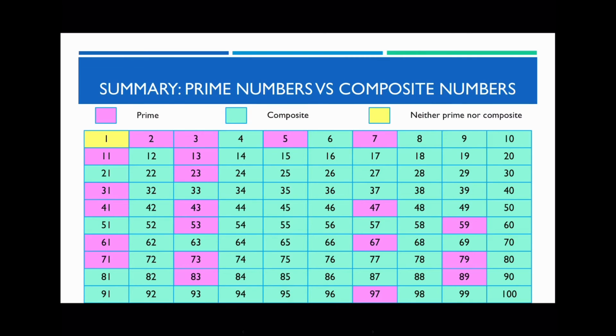What I have on this slide over here is a very nice summary that shows you all the prime numbers and composite numbers for the first 100 numbers. So everything, as you can see, colored and shaded in the pink-purple colorway are all the prime numbers. Everything colored in the nice minty green colorway is considered to be all the composite numbers. And the only number that is not a prime and not a composite is the number 1.